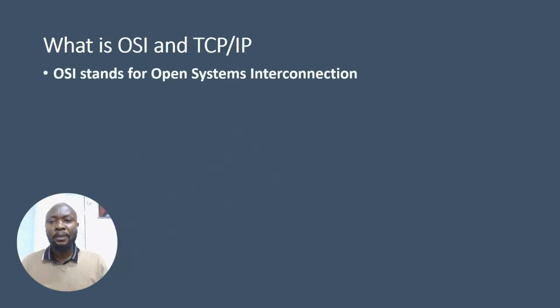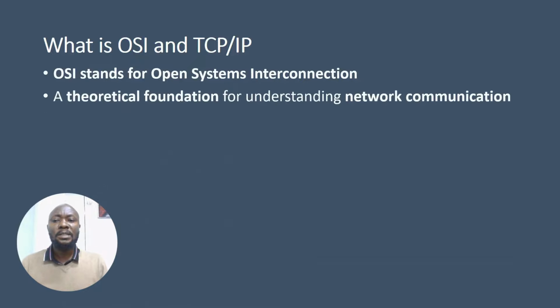When two devices are communicating with each other within the network, there's a model with which they communicate. There's a model through which data is being exchanged. Now, OSI stands for Open System Interconnection. Open System Interconnection is a theoretical foundation for understanding how network communication happens.